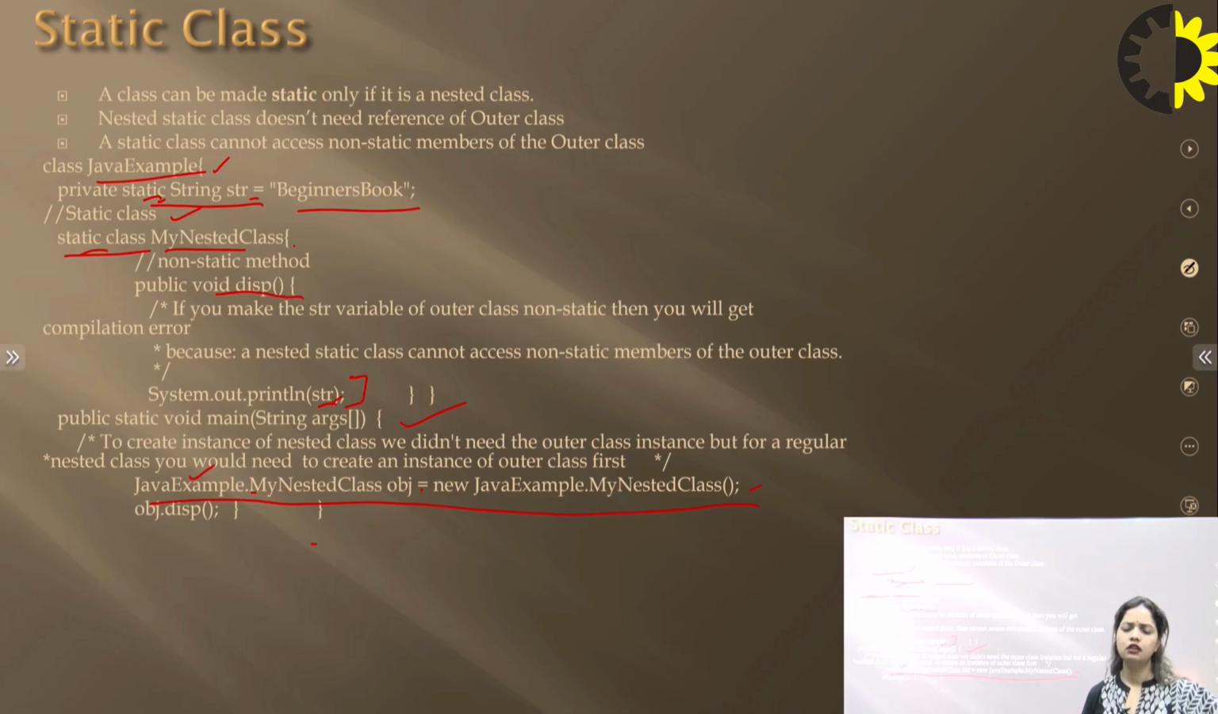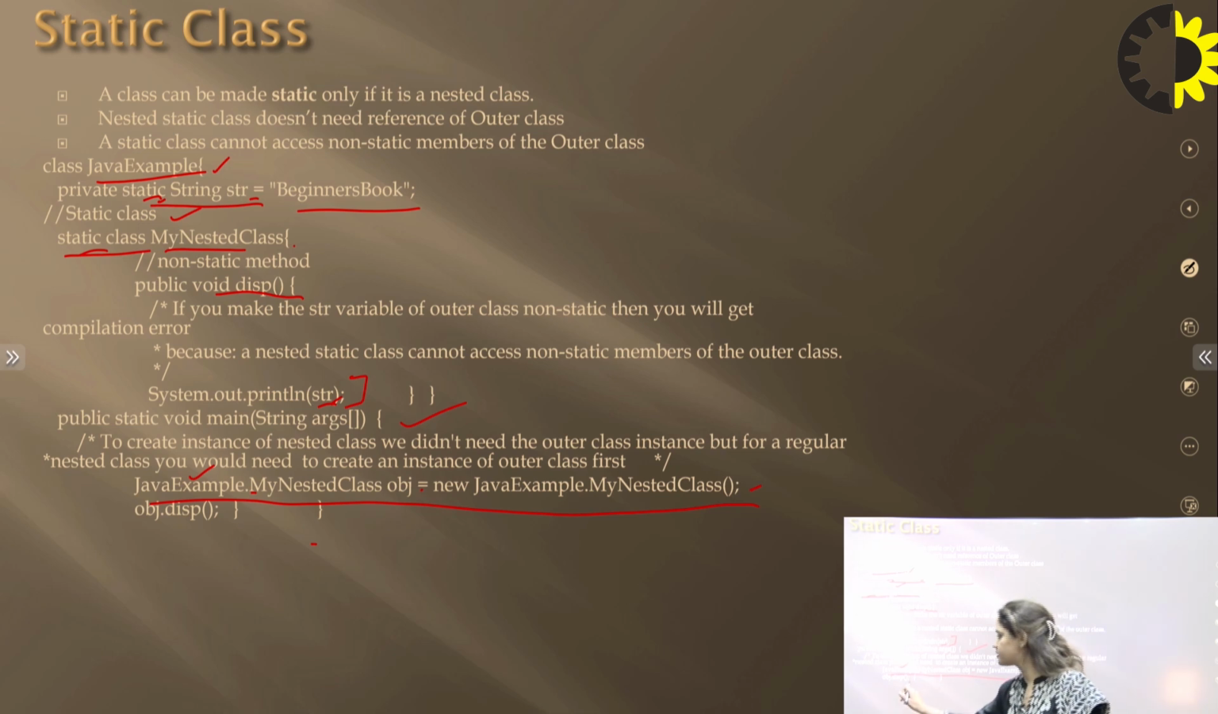For creating an object in the normal way, for a normal class, we write the class name, then the object name equals the new operator, and then again the class name. But here we have two class names. One is the outer class and one is the inner static class, and we are joining them with the dot operator for invoking our static class.